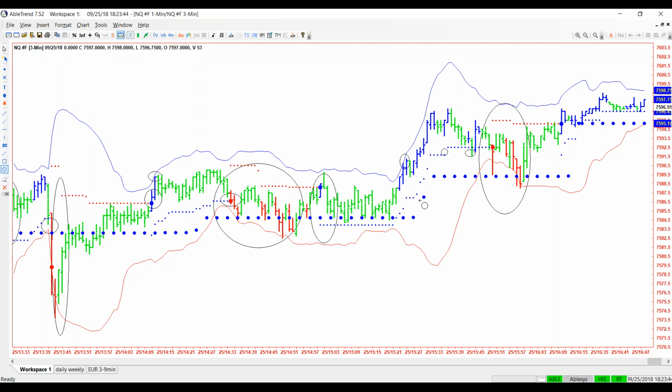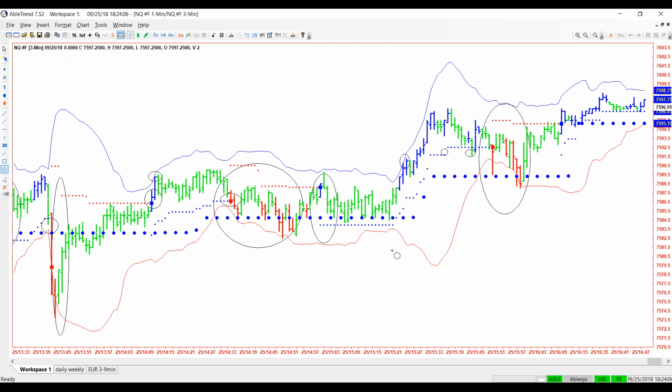Why not get flat at the band? Because sometimes like this happens, it keeps on running. So we're playing the percentages. You can get flat if you like. That's fine. We don't. But if you're trading multiple contracts, we're going to take one off here. Look what happened. It kept on going. In fact, it went up another 10 points after that. So pretty cool stuff.